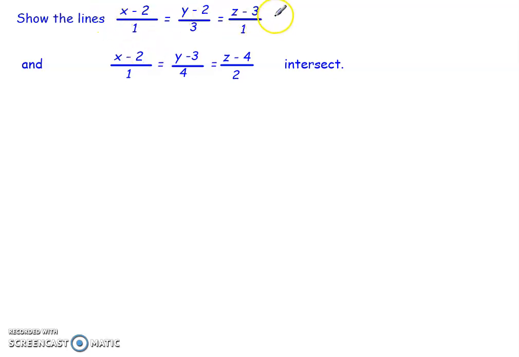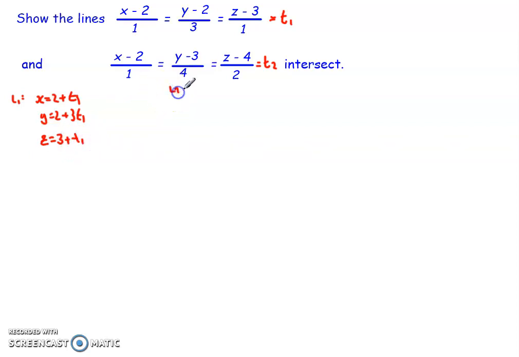So what I'm going to do is take this first one, call it my line 1, and I'm going to set that equal to the t1. Second one, I'm going to imagine is called line 2, and I'm going to set that equal to t2, and then I'm going to get both of them in parametric form. So line 1, I'd get for x being 2 plus t1, y is equal to 2 plus 3t1, and z is equal to 3 plus t1.